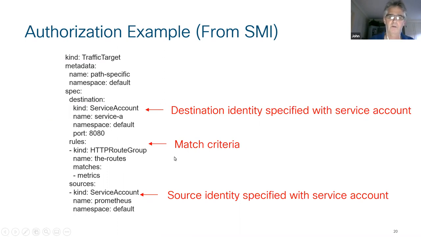So, for example, you could prevent certain sources from going to a certain URL path while other sources can get there, that kind of thing. You also have the option of specifying the source identity. In this example case that I grabbed, it's letting sources from the Prometheus service account access the destination.